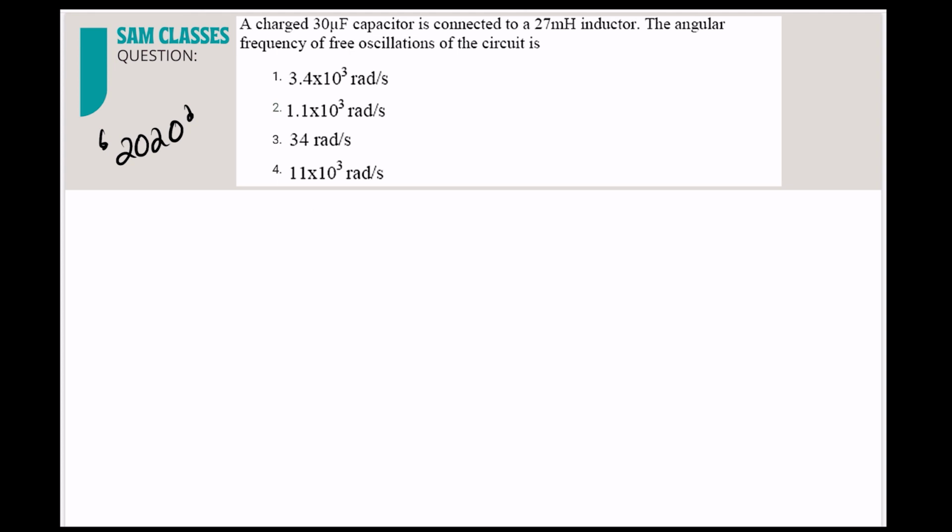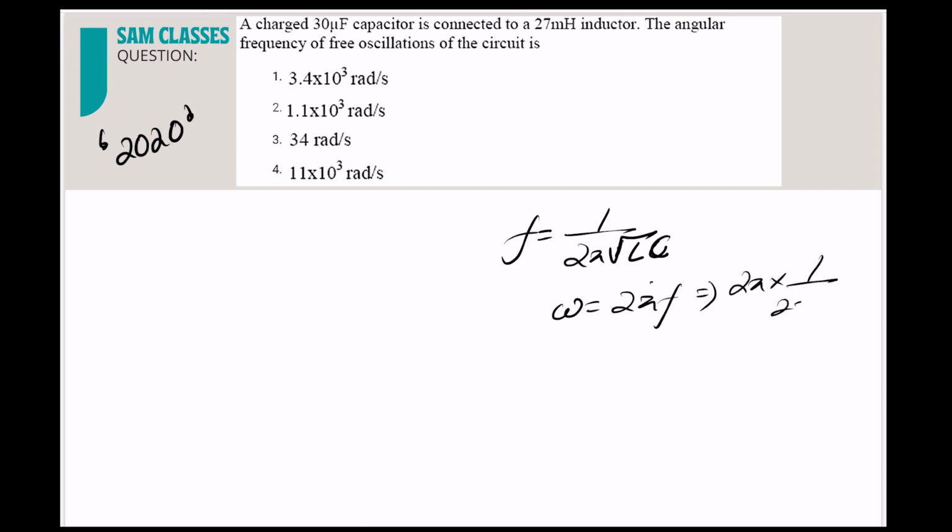A capacitor charged with 30 microfarad is connected to a 27 millihenry inductor. They ask for the angular frequency. The moment they say angular frequency, they're telling you to find omega. Now, how do we find omega? Frequency for a free oscillation is 1 by 2 pi root LC. So omega is equal to 2 pi f, and so directly we can do 1 by root LC.